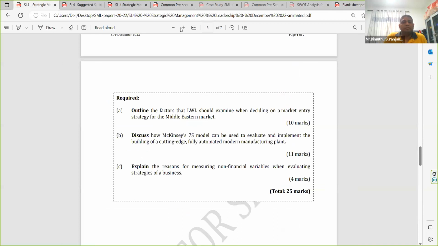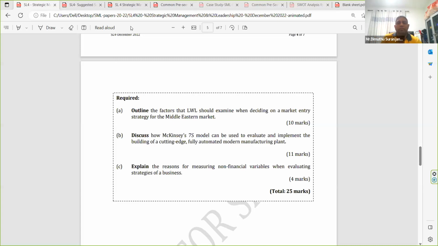So discuss how McKinsey's 7S model can be used to evaluate and implement the building of a cutting edge, fully automated modern manufacturing plant. Now, you have to understand the scope here first. What is the scope here? How McKinsey's 7S model can be used to evaluate and implement the building of a cutting edge, fully automated modern manufacturing plant.